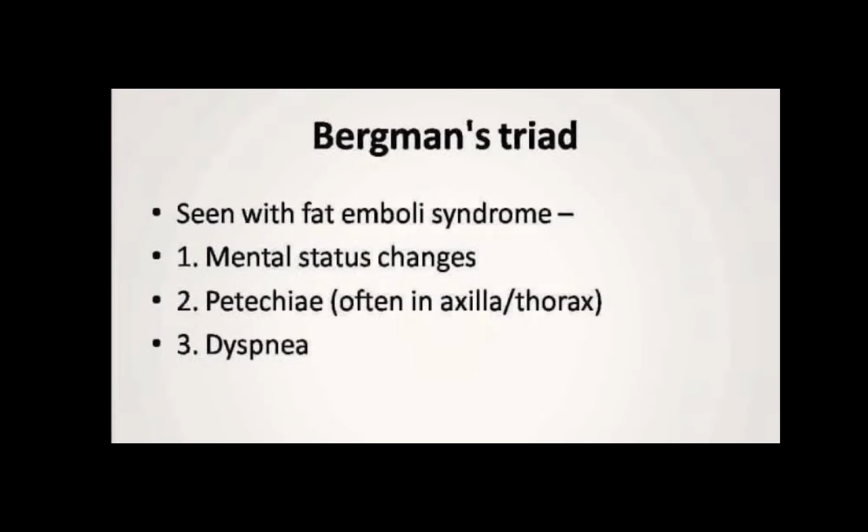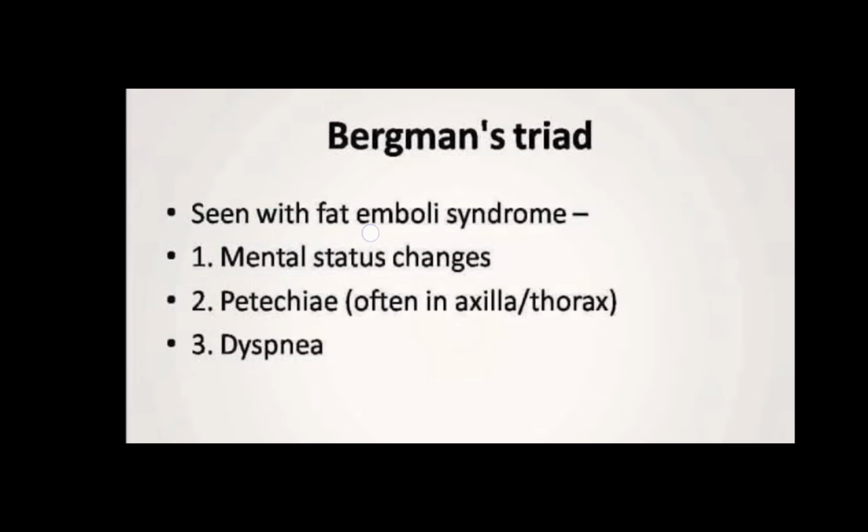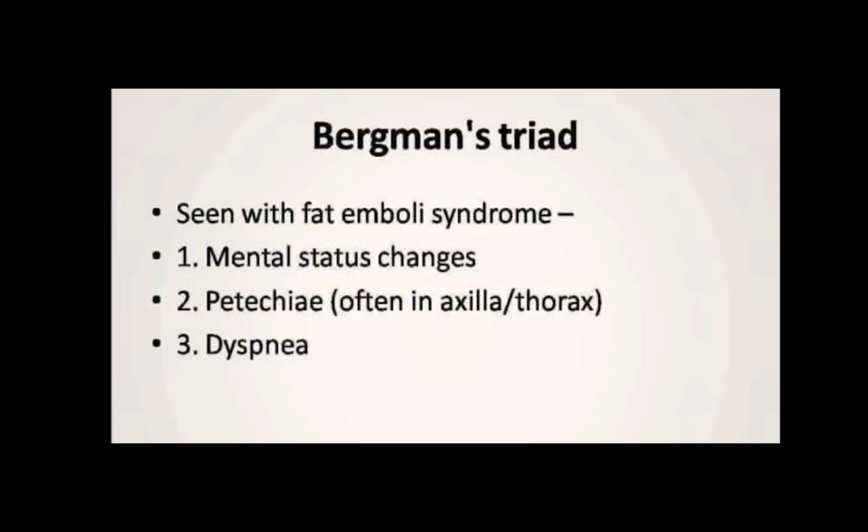Then is Gurd's triad. Gurd's triad is associated with fat embolism syndrome. In fat embolism, mental status changes occur. Petechiae are often found in the axilla and thorax, and dyspnea. Okay. Mental status changes, petechiae and dyspnea in Gurd's triad.